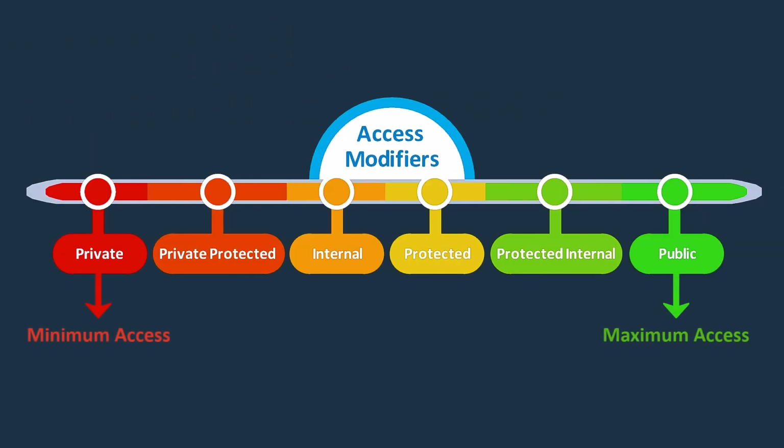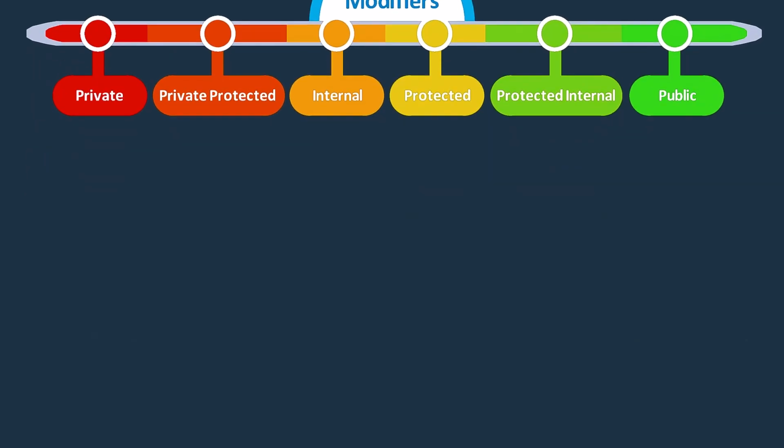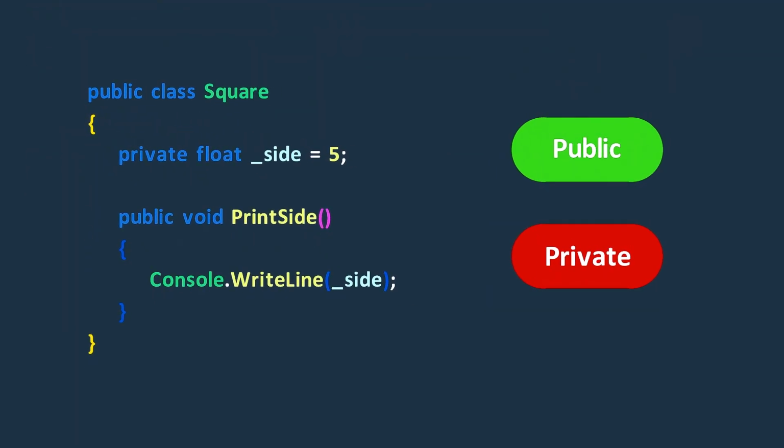Alright, in summary, the public and private access modifiers represent the most and least permissive access levels respectively. A class type can be either public or internal, while its members can have any of the 6 available access modifiers.